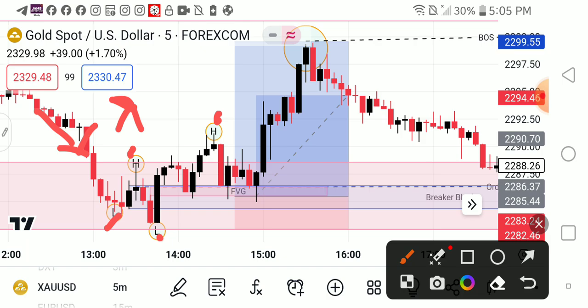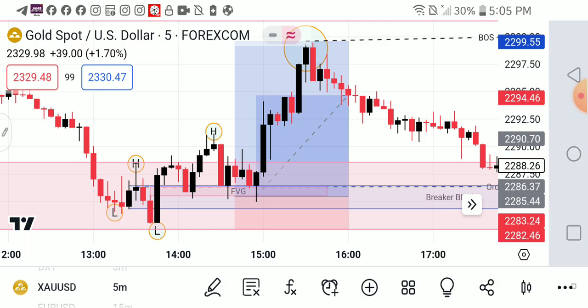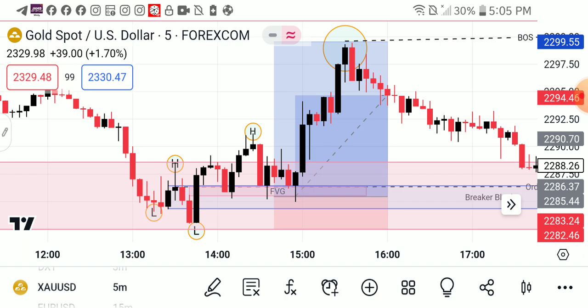So this is where my confluences come in, the breaker blocks and other blocks alongside the fair value gap. So what is a breaker block? A breaker block is an ICT entry strategy that tells you that price is about to change direction. So where is my breaker block at this point? Now at this point, my breaker block will be here.